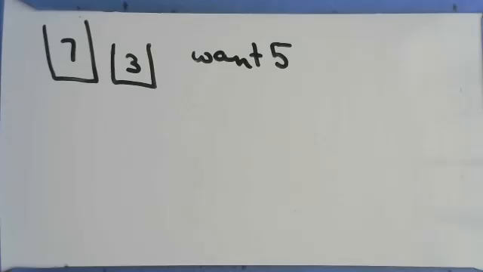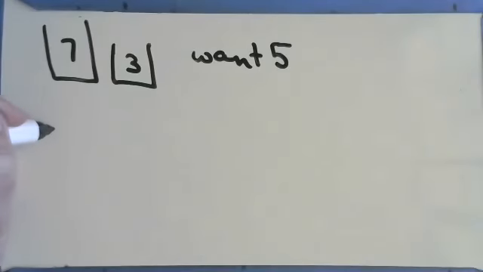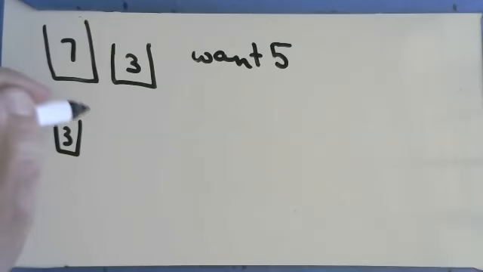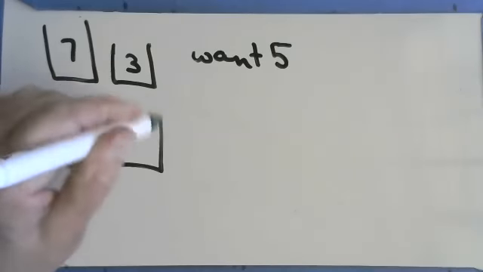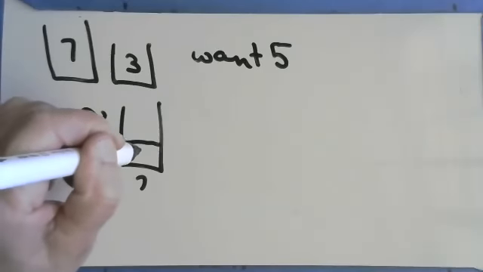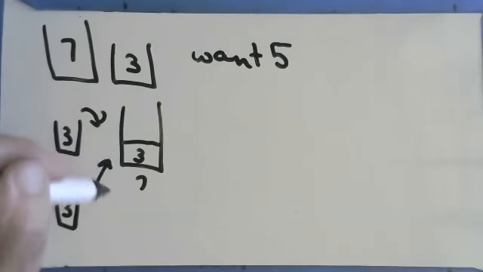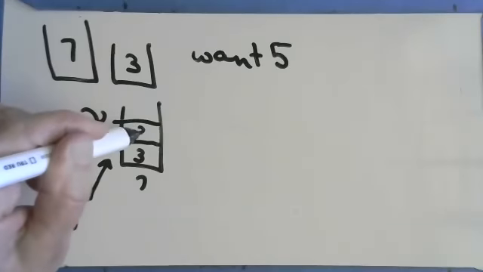Here's my solution. I want 5 gallons. So what I do first is I fill up the 3 gallon and I pour it all into the 7 gallon. And what that does is it puts 3 gallons into the 7 gallon. And then I fill up the 3 gallon again and I pour it into the 7 gallon. And so now the 7 gallon has 6 gallons in it.